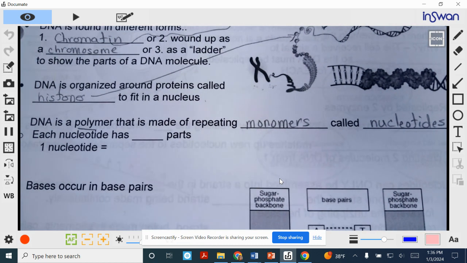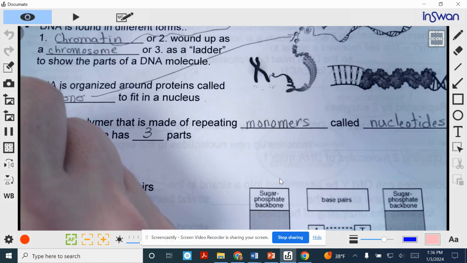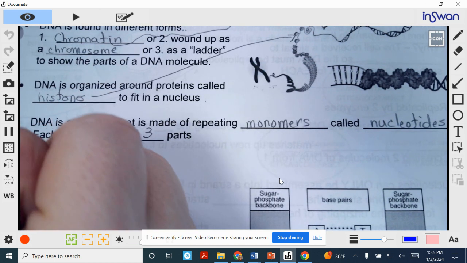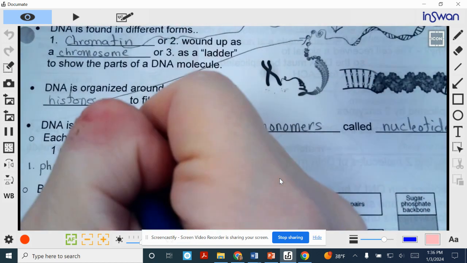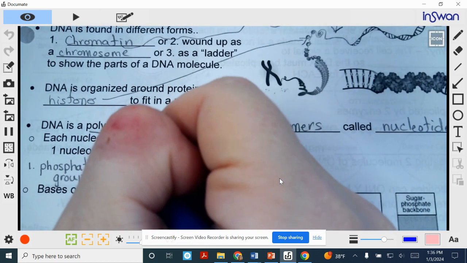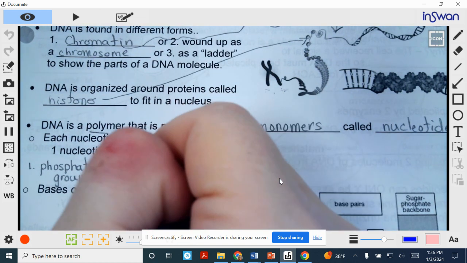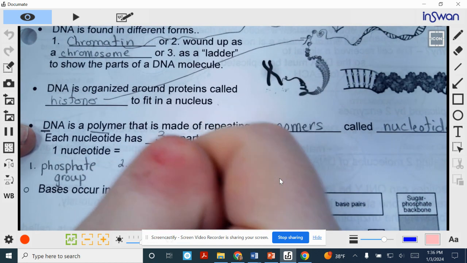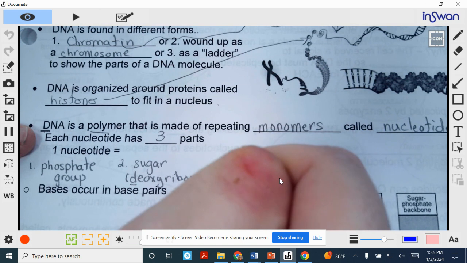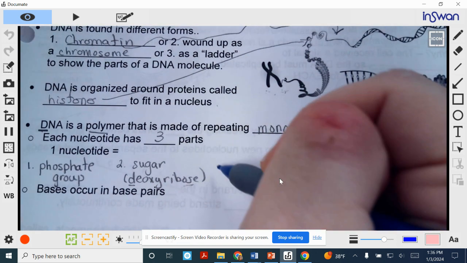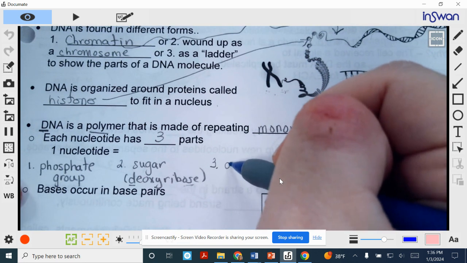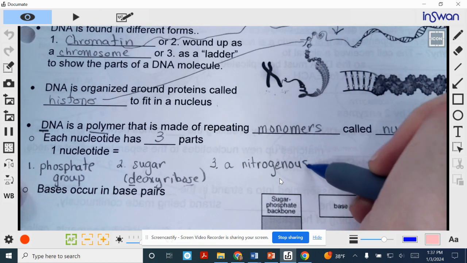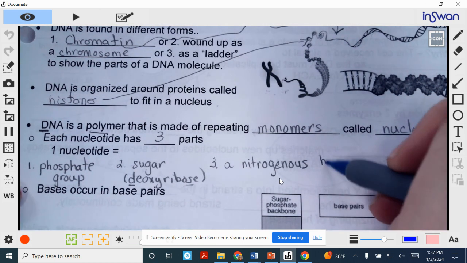Now, each nucleotide has 3 parts to it. One part is called the phosphate group. Sometimes people just call it the phosphate, but technically it's called the phosphate group. And then we have another part that is the sugar. In DNA, the sugar, that D right here, so let's indicate D, is deoxyribose. That's the name of that sugar. Sugars end in -ose, so deoxyribose is the sugar in a nucleotide. And then the third part of the nucleotide is a nitrogenous base. That's just another way to say it's got nitrogen in it.